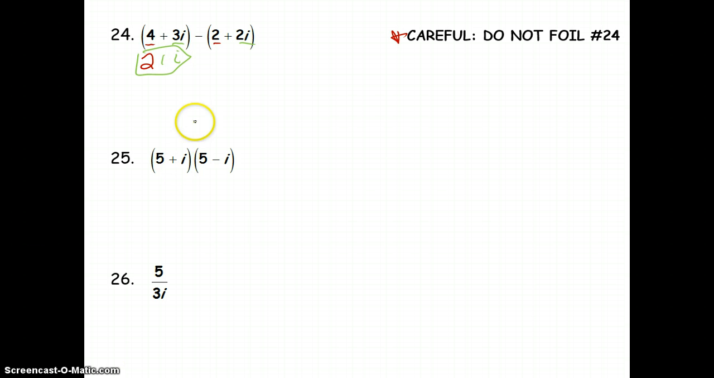Notice the difference between 25 and 24. 24 had a subtraction sign. 25 is multiplying right here, so we will FOIL these. When we do, we get... Notice these were conjugates of each other, so the middle pieces do fall out. And we're left with 25 minus i squared. i squared is negative 1. So now we have 25 minus negative 1. We go plus plus, and we get 26.